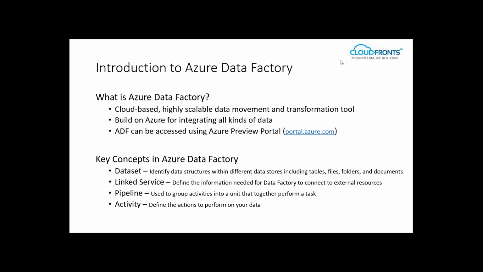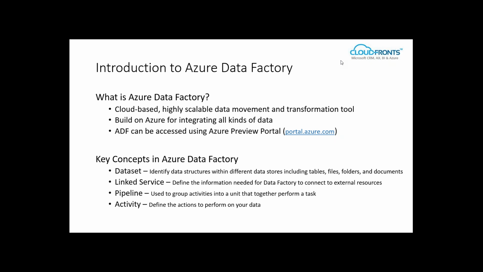So let's have a look at the key concepts in Azure Data Factory. There are mainly four key concepts. First is a data set. A data set identifies the data structure within different data stores, including your tables, files, folders, and documents. The next one is the linked service. It defines the information needed for Data Factory to connect to external resources. So if you are connecting to some source and target, you need to define the linked services. Next is the pipeline.